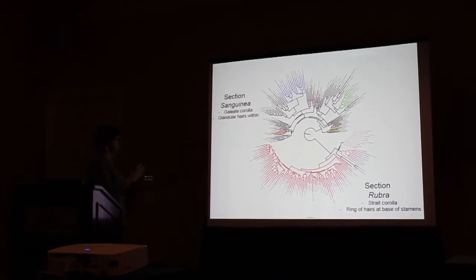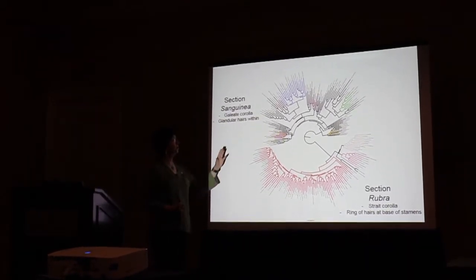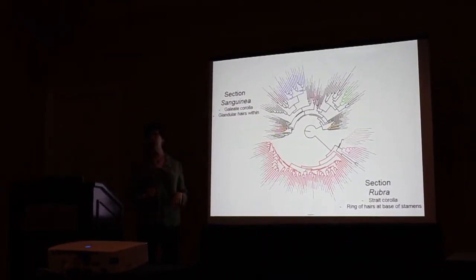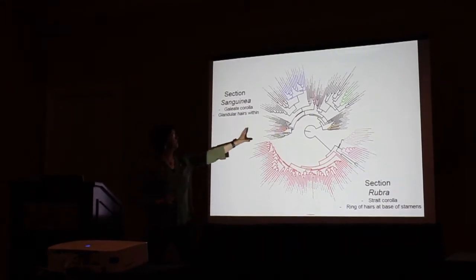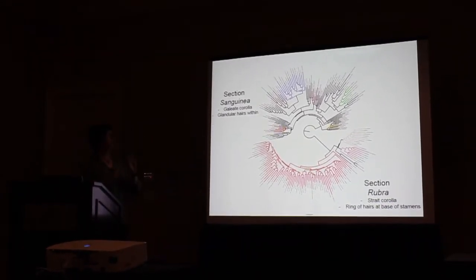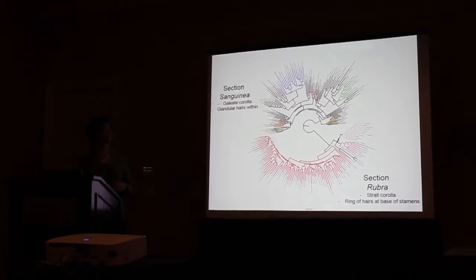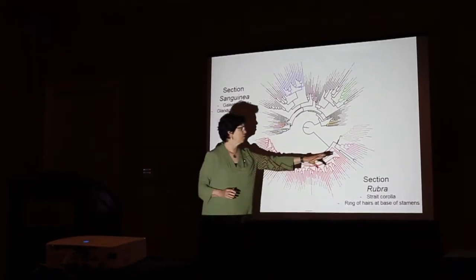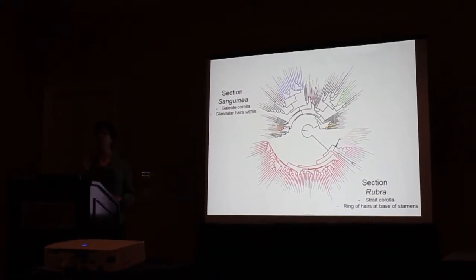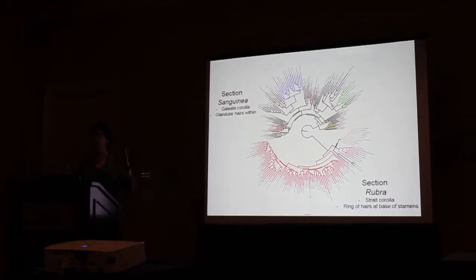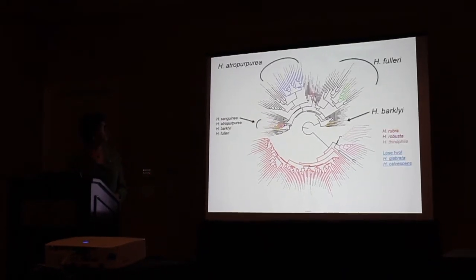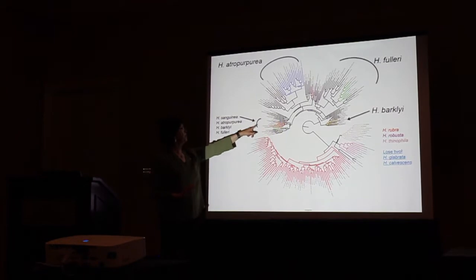So if I look at the whole genus, of all those specimens that I measured, there were two major clusters in the neighbor joining tree, and very distinctive morphologically as well. The first cluster, this part up here, I'm going to call section sanguinea. This has a velate corolla, very hairy, and it has glandular hairs inside the corolla tube. This group here is what I'm going to call section rubra. All of the species in this group have a straight corolla, no glandular hairs within, and a ring of long multicellular hairs at the base of the stamen attachment. Fairly distinctive characters.